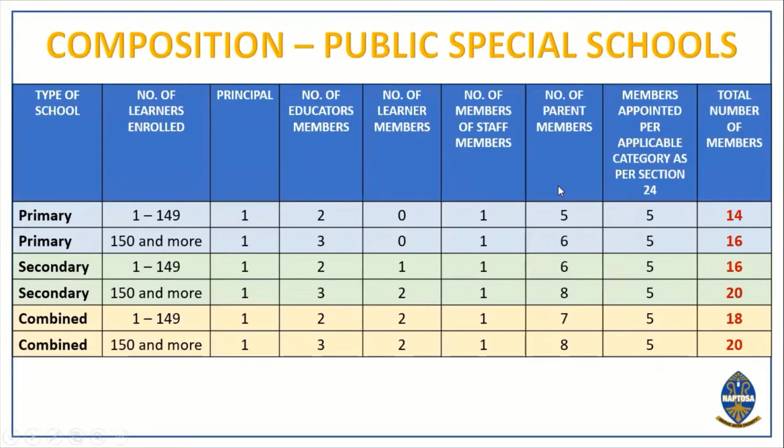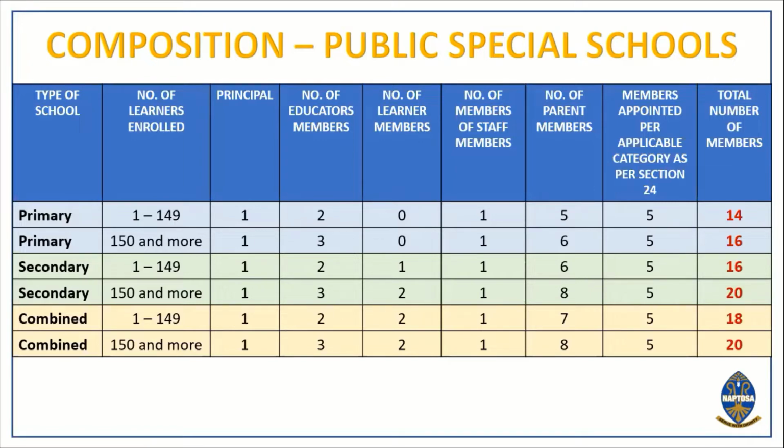In the special school, we have primary, secondary, and combined. And once again, it varies according to the learner enrollment and the type of special school. So primary, secondary, combined, your principal's automatically there. Your educators is 2 or 3, depending on the enrollment of learners. Your learner members, where possible, will be either 1 or 2, remembering only in secondary or combined, learners grade 8 or higher who are part of the RCL. Your non-educator members will also remain at 1, irrespective of whether it's a primary, combined, secondary, and the number of learners. And then your parent members also is 5 to 8, dependent on the size.